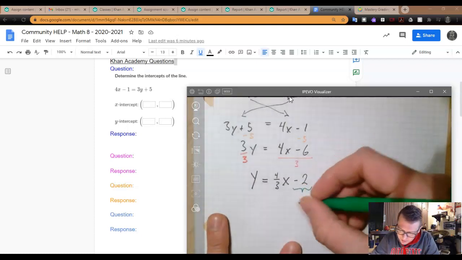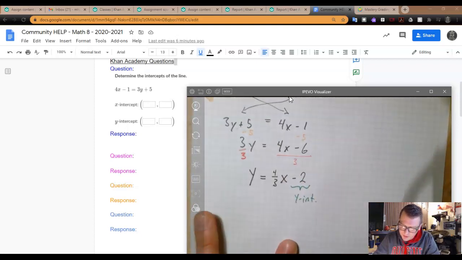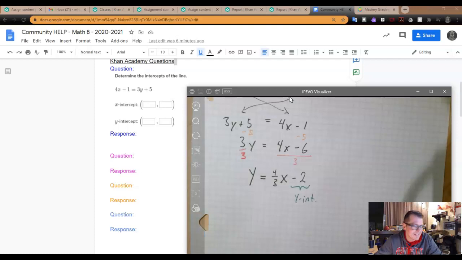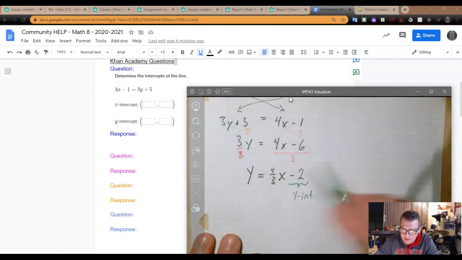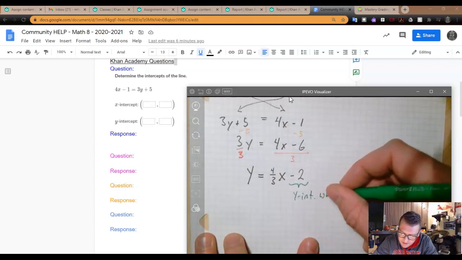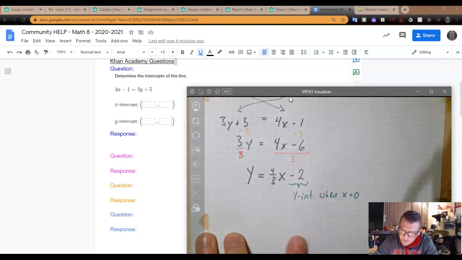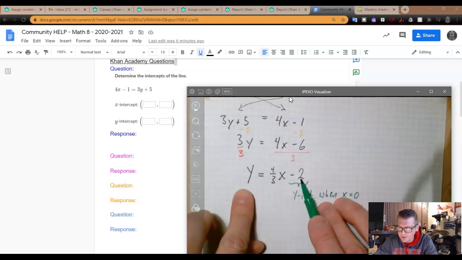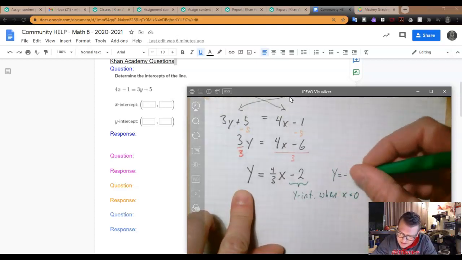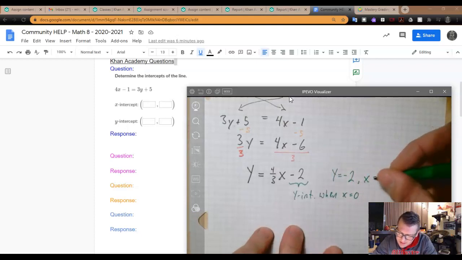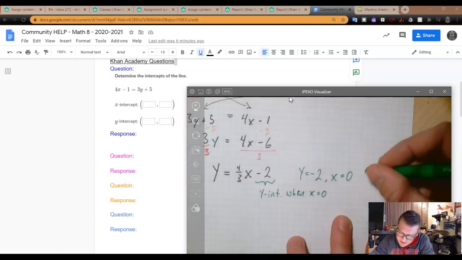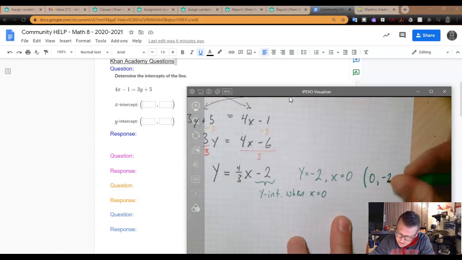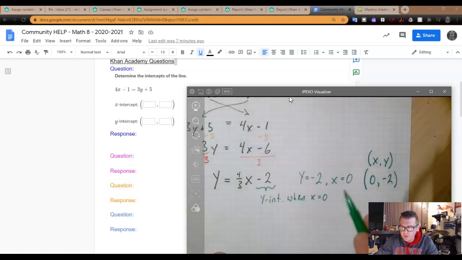We already learned in previous lessons that the b value is what we call our y-intercept, but the question is, what's our x-intercept? So the y-intercept is when x is 0, because if we plug in x for 0, we just get y equals negative 2. So y is negative 2 when x is 0. So our y-intercept is 0, negative 2, because our points are always going to be written in the x, y order.